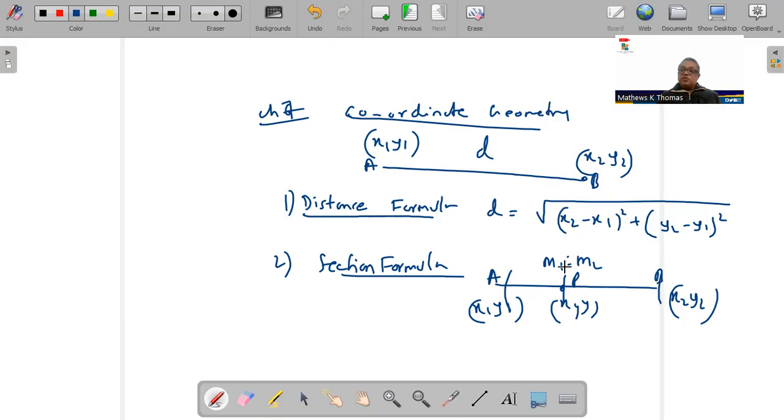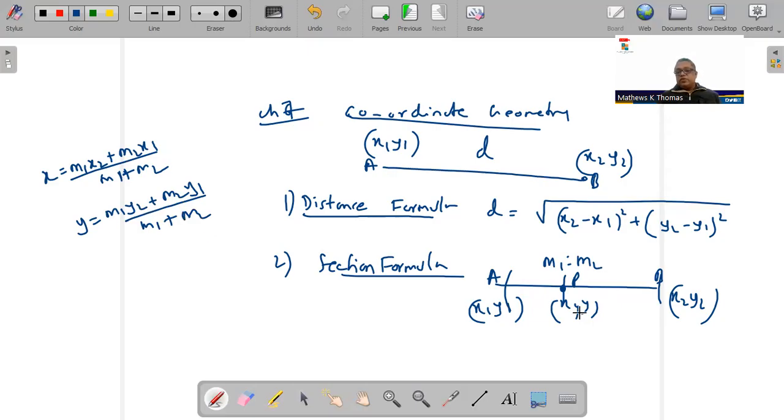Okay, so whenever there's a question of ratio, please make sure that it is a question based on section formula. You want to find out this coordinate. So note down this formula. X is m1 x2 plus m2 x1 divided by m1 plus m2. This is x coordinate, and y can be found m1 y2 plus m2 y1 divided by m1 plus m2. So instead of x, we are replacing with y.